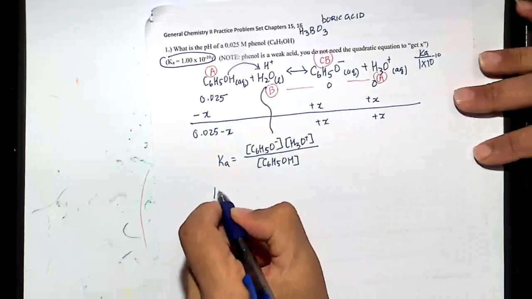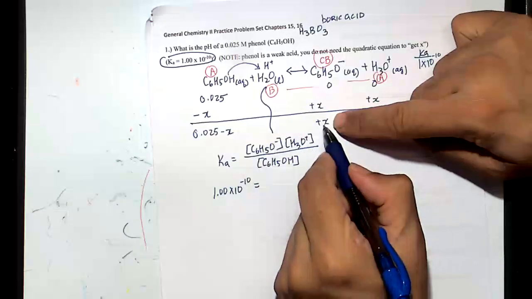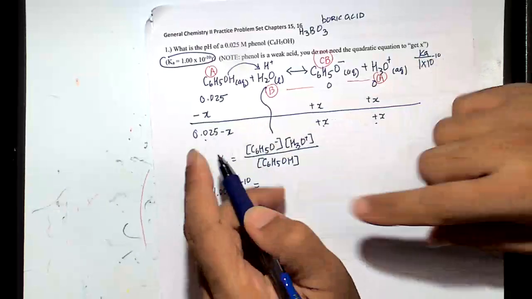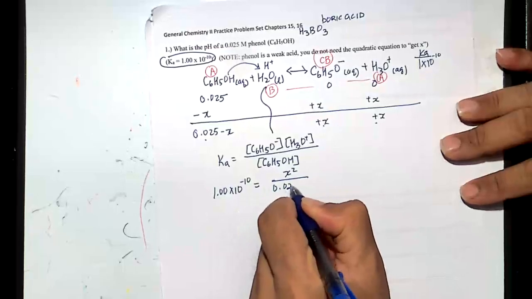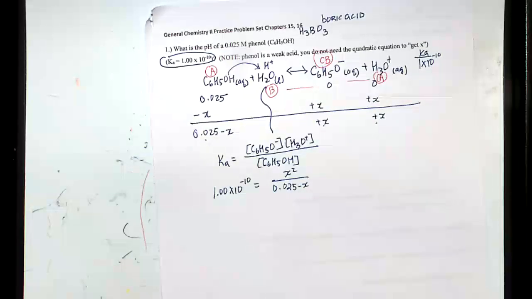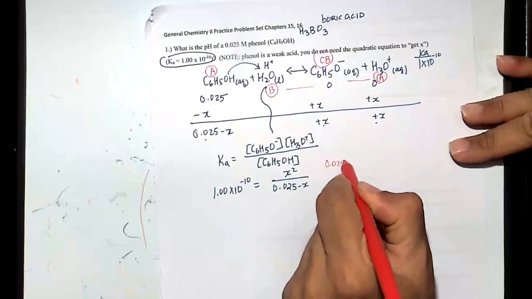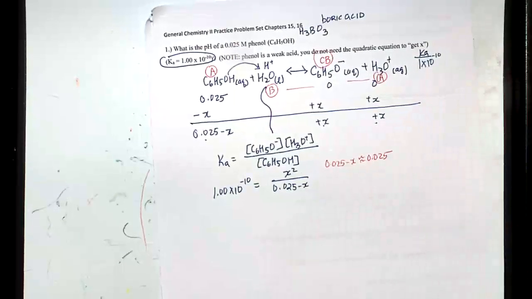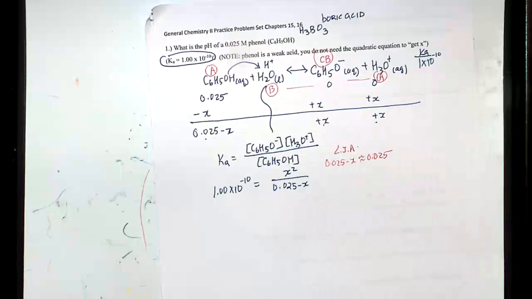Right, so the Ka is 1 times 10 to the minus 10. Okay, this C6H5O minus is x, this H3O plus is x, this is 0.025 minus x, so x times x is x squared divided by 0.025 minus x. So here you can assume x is small, so 0.025 minus x is about 0.025. We call this the low ionization assumption.